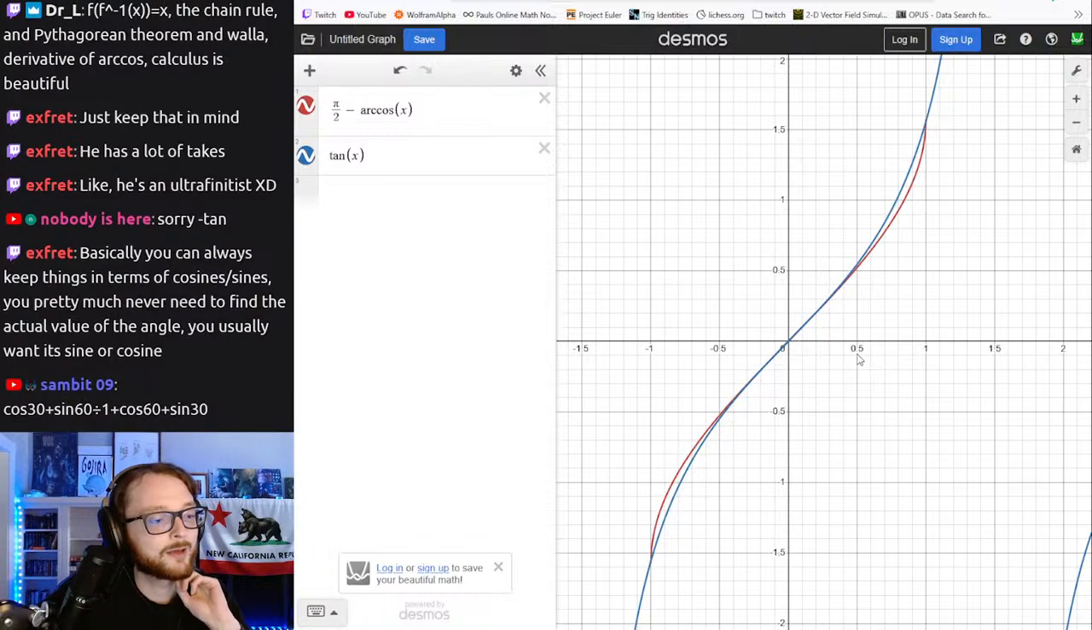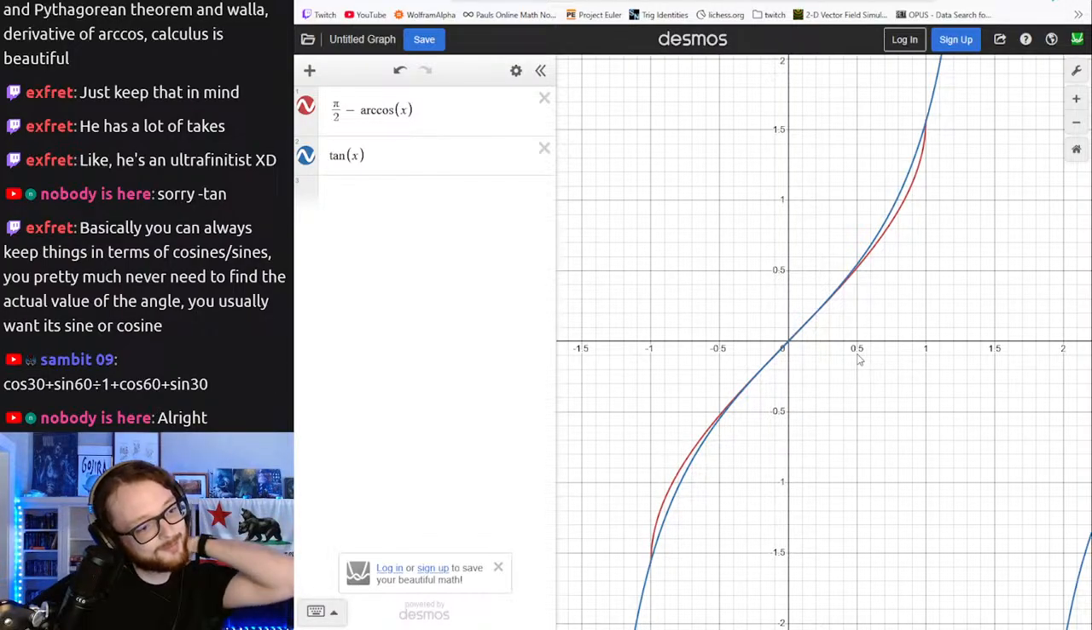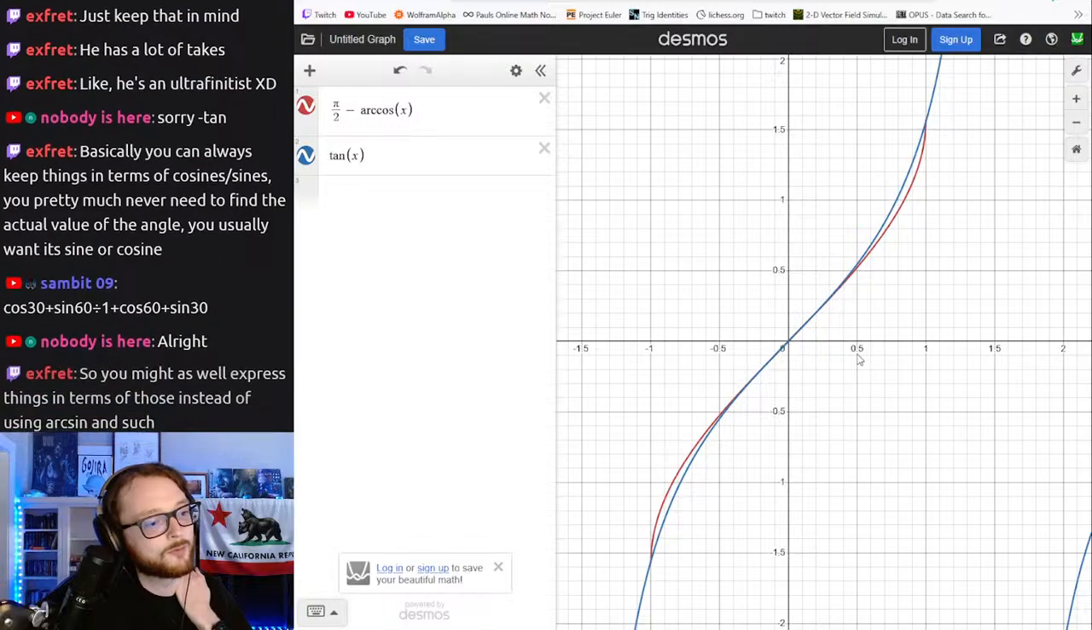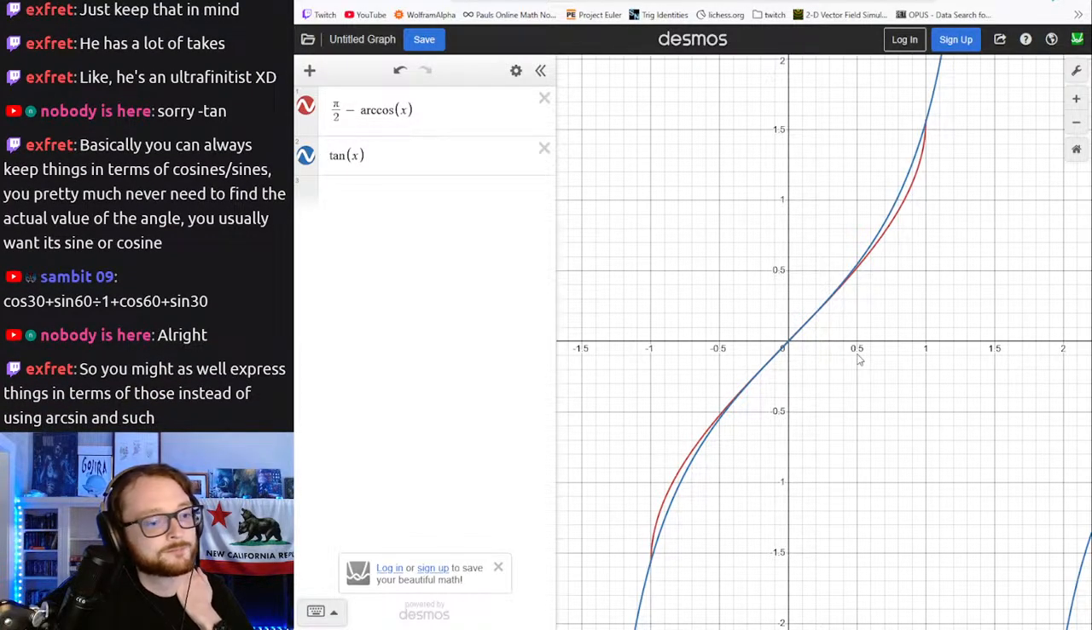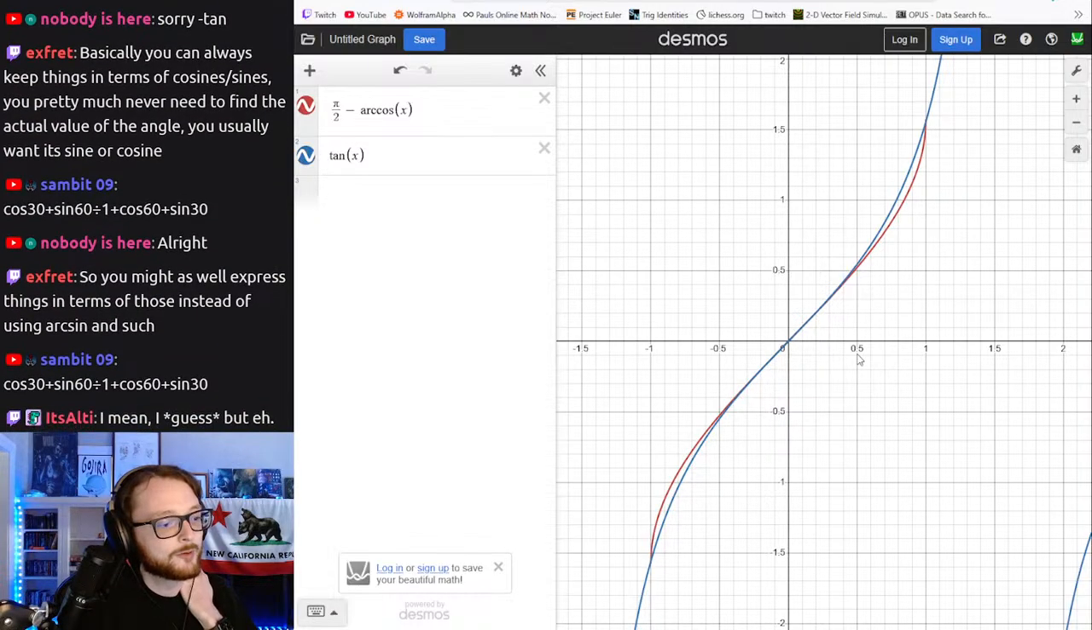F of f inverse of x equals x. Chain rule, Pythagorean theorem, voila. Oh, does that work? I think I've seen that way of doing it, Dr. L. Can always keep things as sine or cosine, which never need to find the actual value of the angle. Usually we want a sine or cosine. That's true. That's fair, yeah. The inverse trig functions are pretty freaking unwieldy.